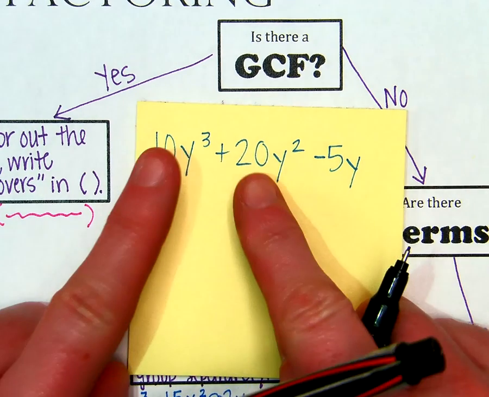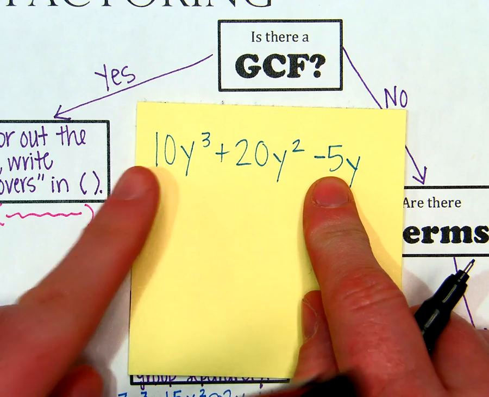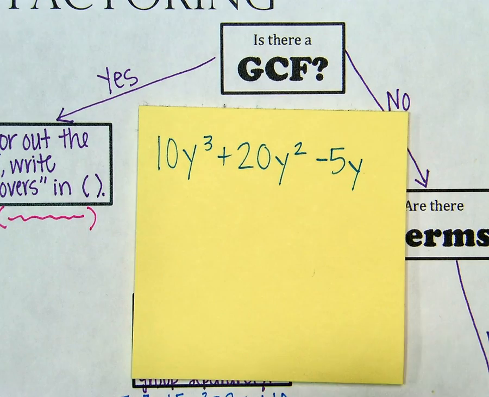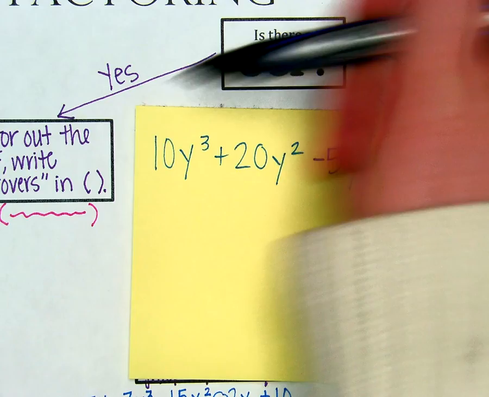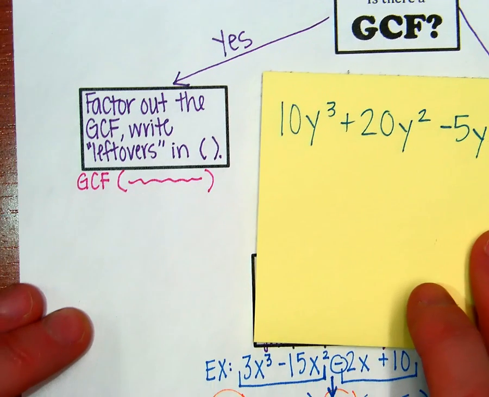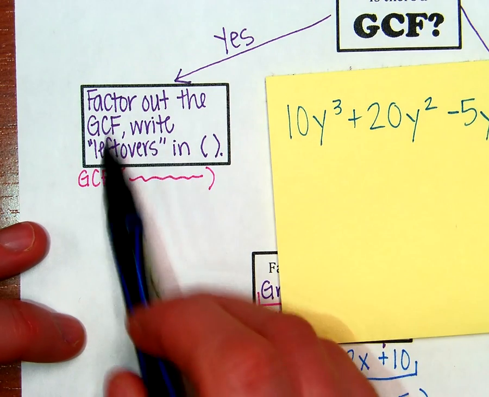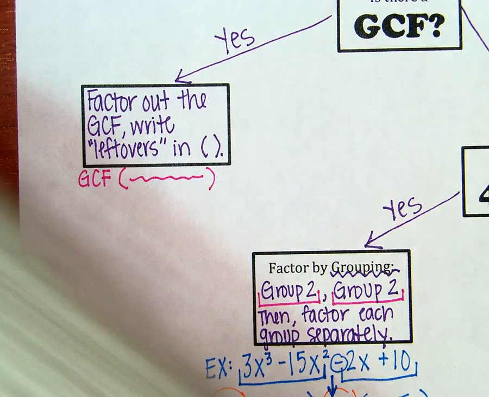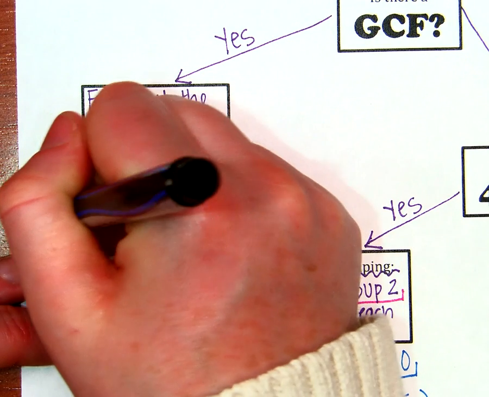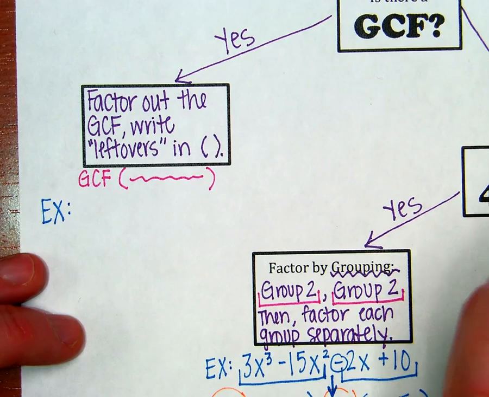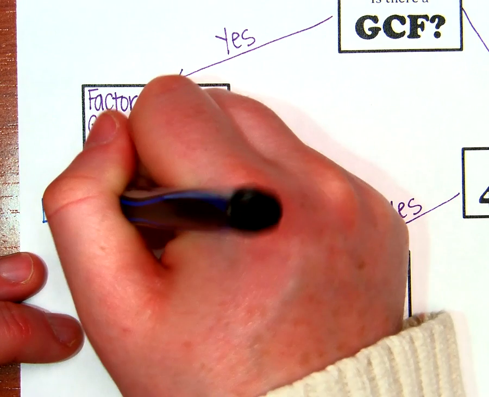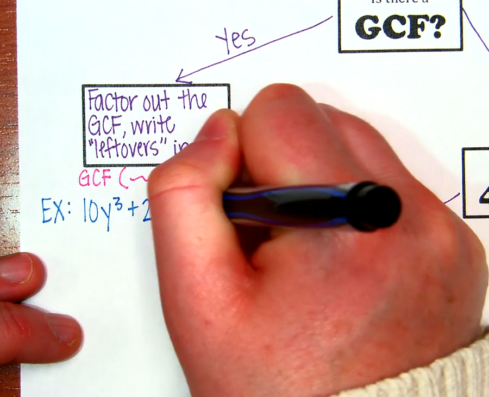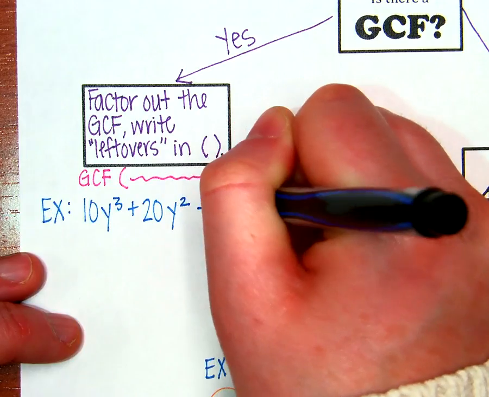So if you look at the numbers 10, 20, and 5, they do have something in common because 5 goes into all of those. So this is going to go down the yes side of GCF, and this is where I have to factor out the GCF and then write my leftovers in parentheses. So let's go ahead and put the example under this box. And the example that I just had up here was 10y cubed plus 20y squared and minus 5y.